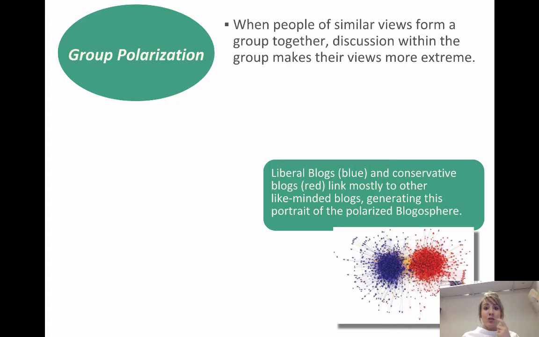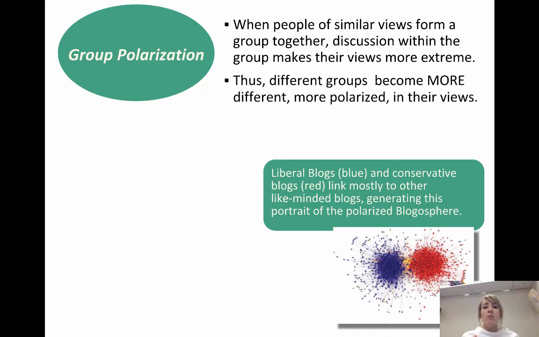All right, next is group polarization. So if you think of this as like the north and south poles, like extremes from each other, right? So when people of similar views form a group, so like if I am a dog lover and I get in a group with other dog lovers, then by the time I leave that group, I'm going to love dogs even more than I did before, and like think that cats are even worse than I already thought they were, right? And so ultimately what happens is the more time I spend with people like me, the more polarized I become in my belief. Okay.